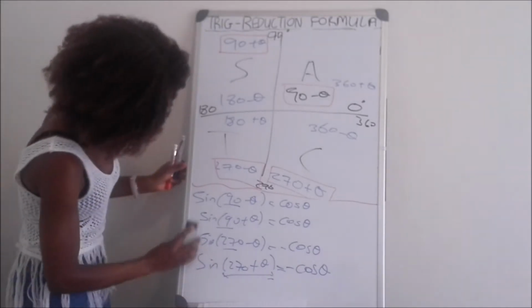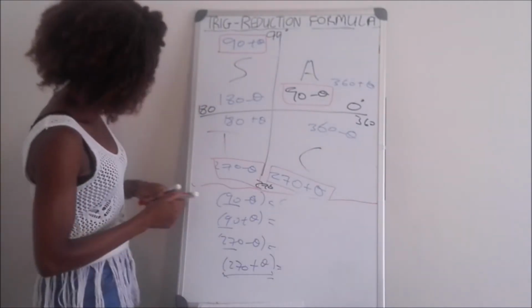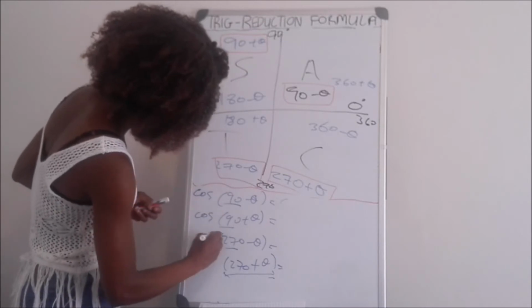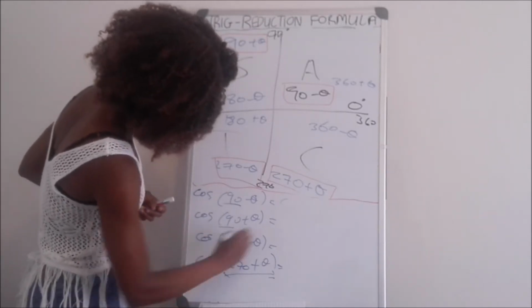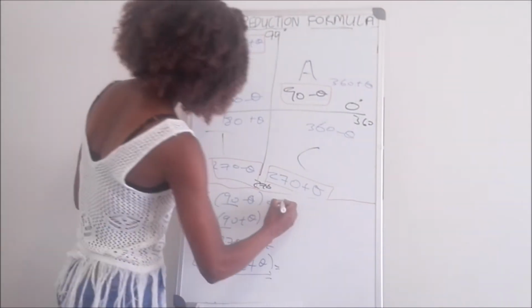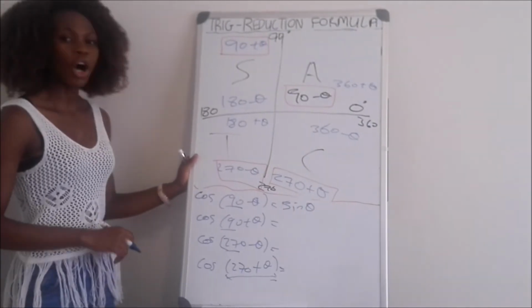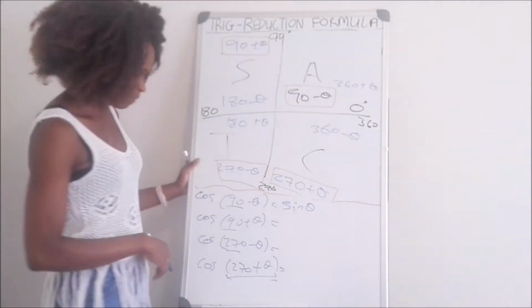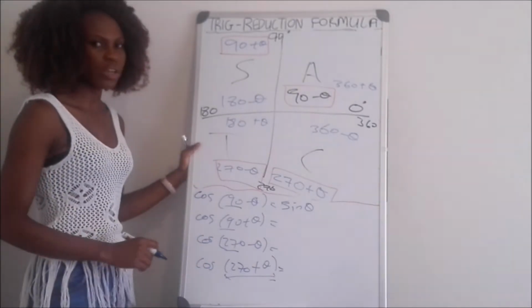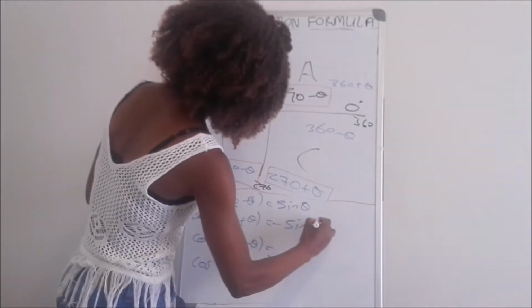It's the same if I change the trigonometric ratios here to cos. For cos of 90 minus theta, we know it will be positive sine theta, because where 90 minus theta is, all trigonometric ratios are positive. Then for cos of 90 plus theta, 90 plus theta is in the second quadrant, where cos is negative. Then the answer will be negative sine theta.